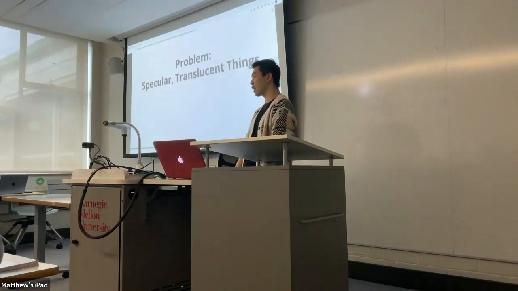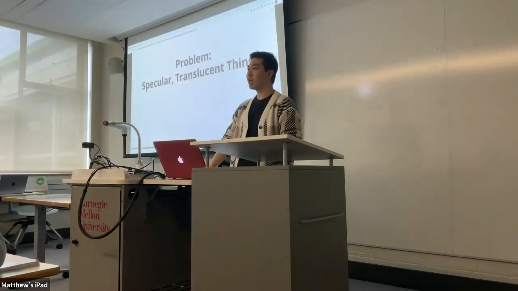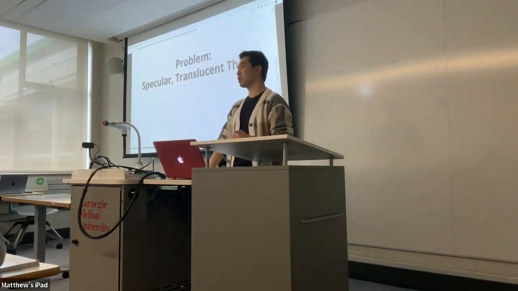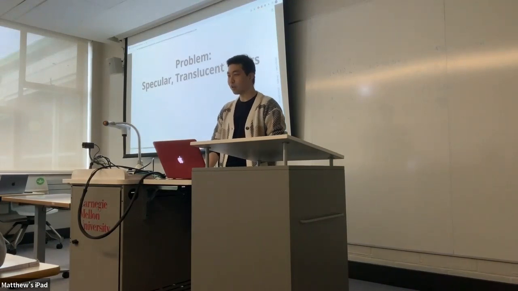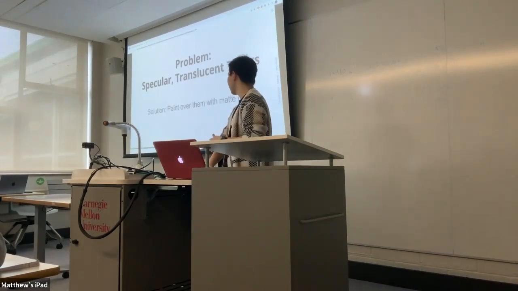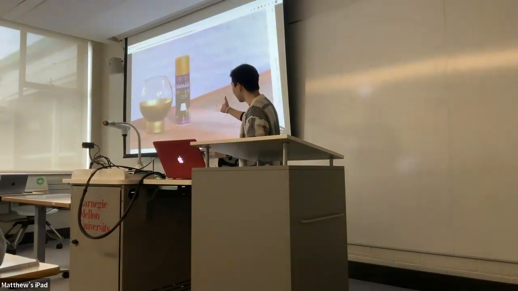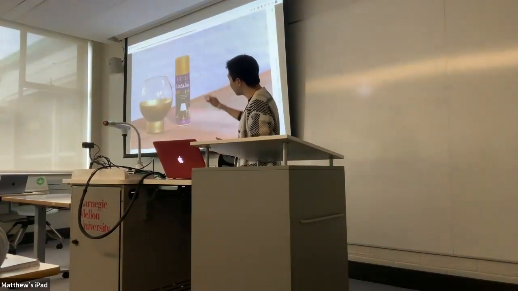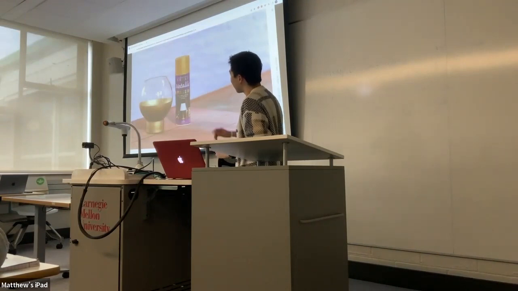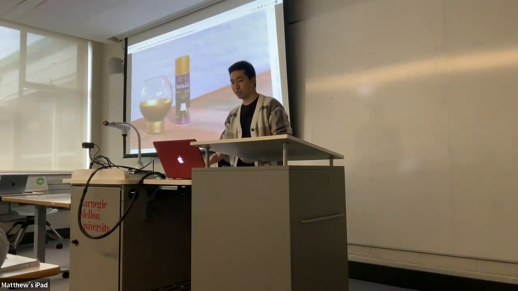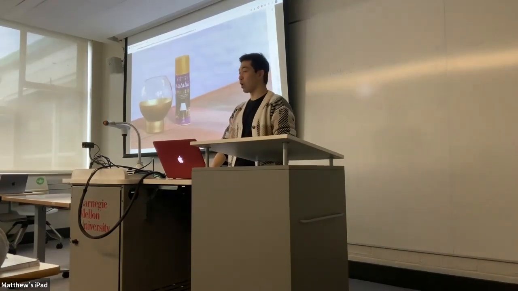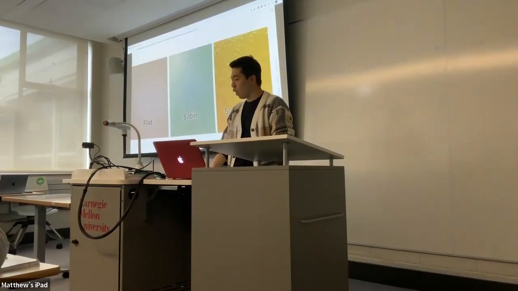So we have specular translucent things. How do we find the geometry of translucent things? Well, we talked about it in the previous presentation that we can paint over them with matte paint. So this is not the perfect example, but you can see that the paint made the cup less translucent, and that way it's going to be easier to model the geometry of the cup.